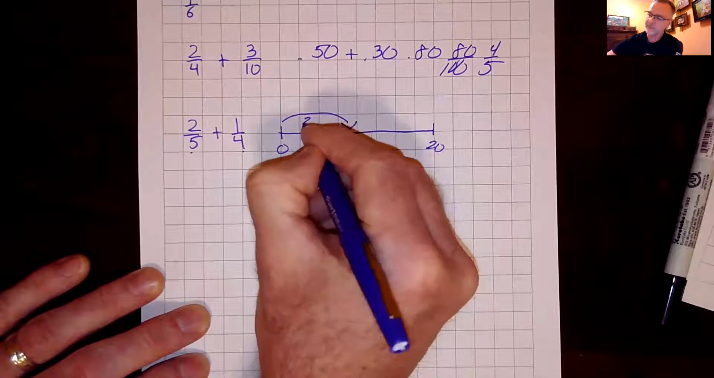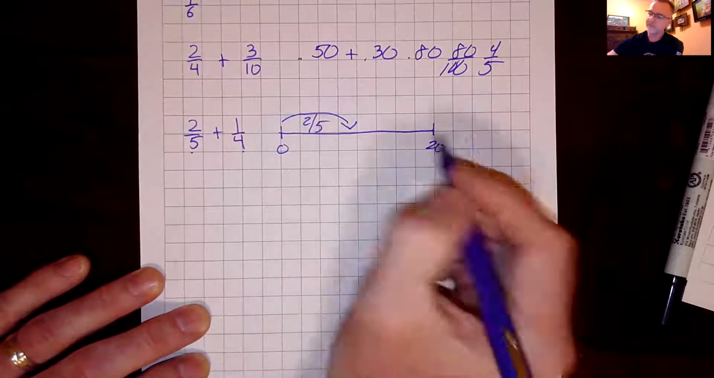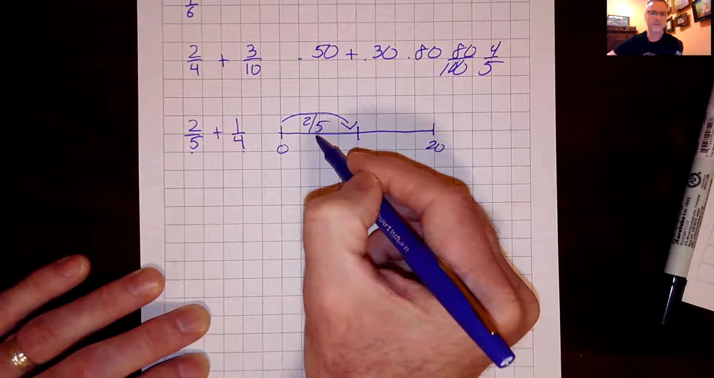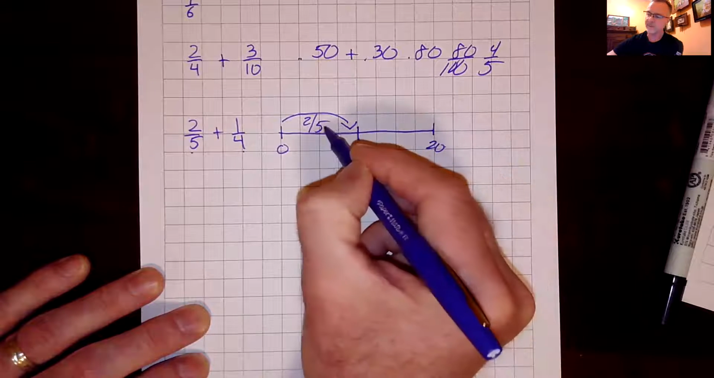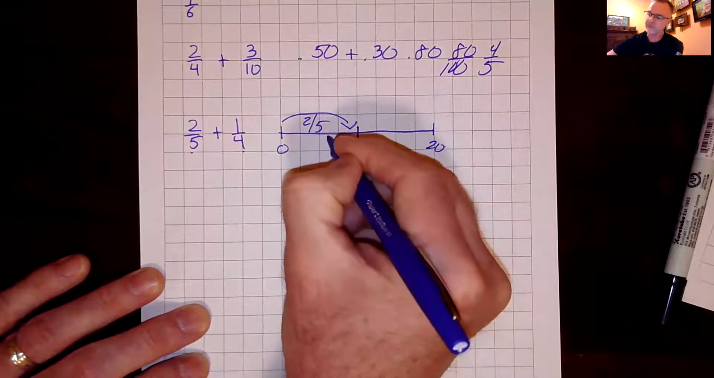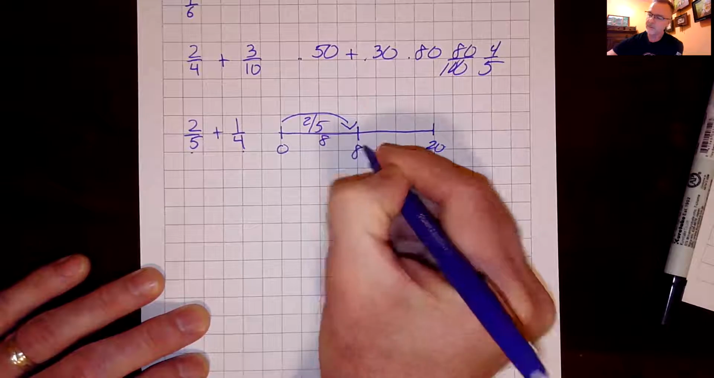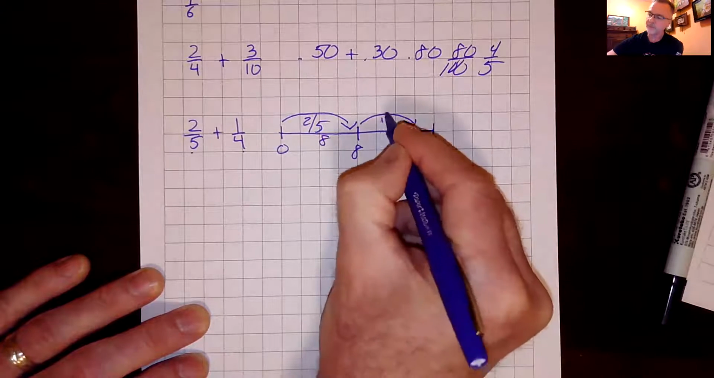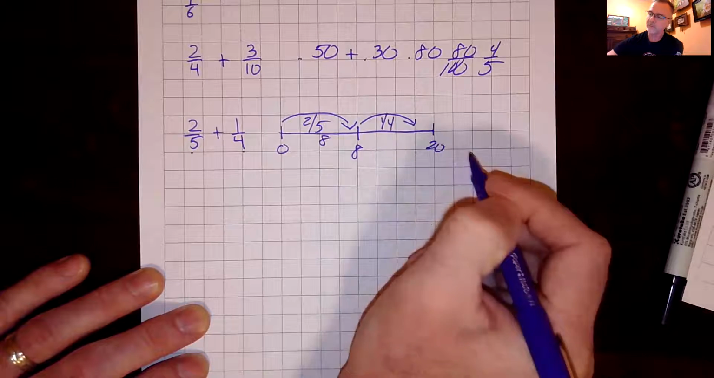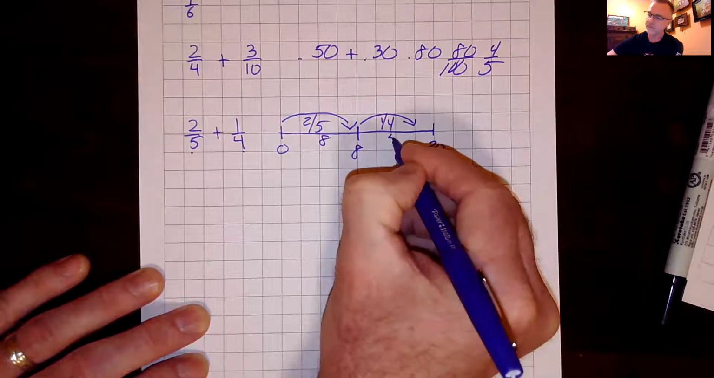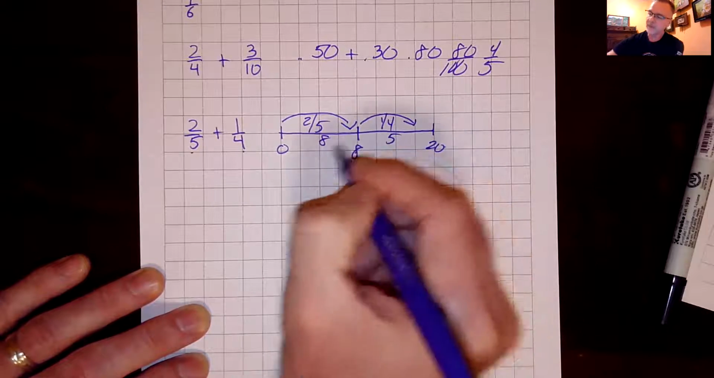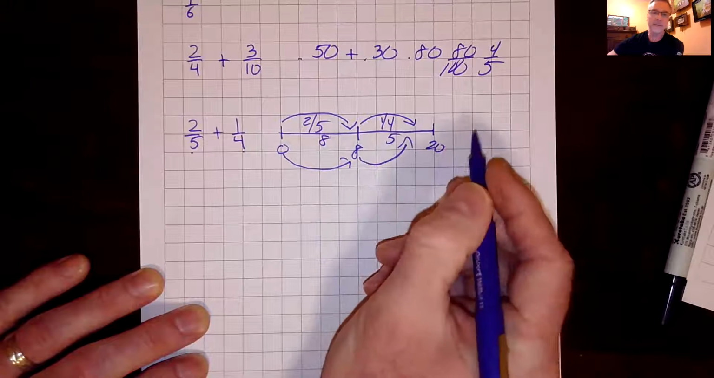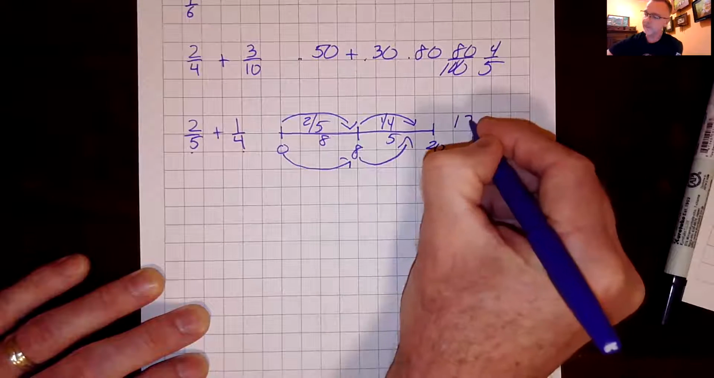Top number line is 2/5. And then we have to figure out what 2/5 of the total was, which was 20. So 20 divided by 5 is 4. 4 times 2 is 8. And then the second jump, 1/4. 1/4 of 20 is 5. 8 plus 5 is 13.